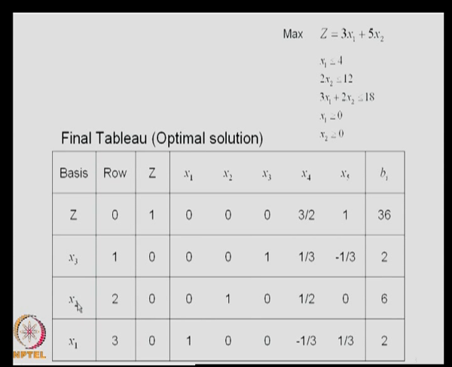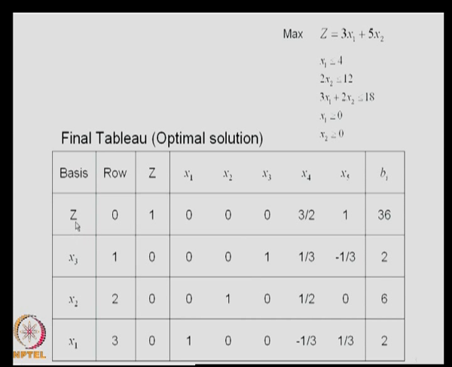Now, x 1, x 2, x 3 are in the basis. See here, the coefficients of these basic variables x 1, x 2, x 3 in the 0th row or the z row are all 0. This is in general true. That means all the basic variables will have a coefficient of 0 in the z row, not only in the final solution, but also in any intermediate iteration. The coefficients of the basic variables will always be 0 in the z row.